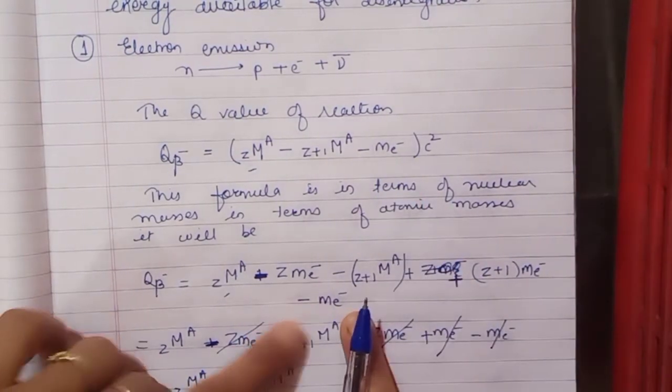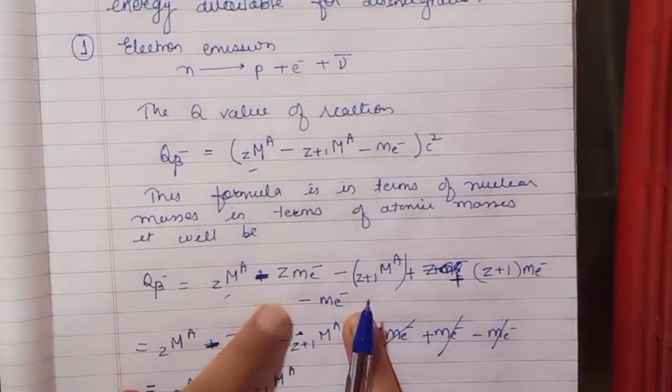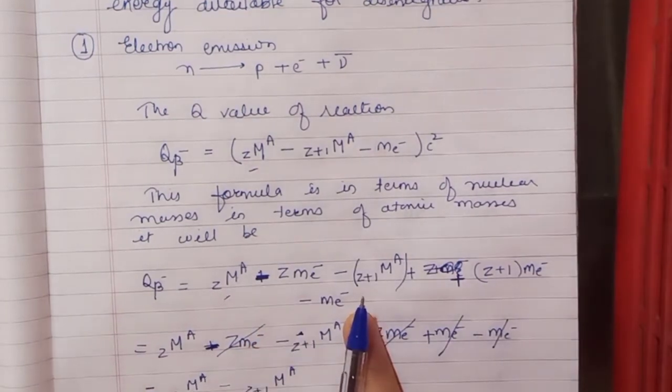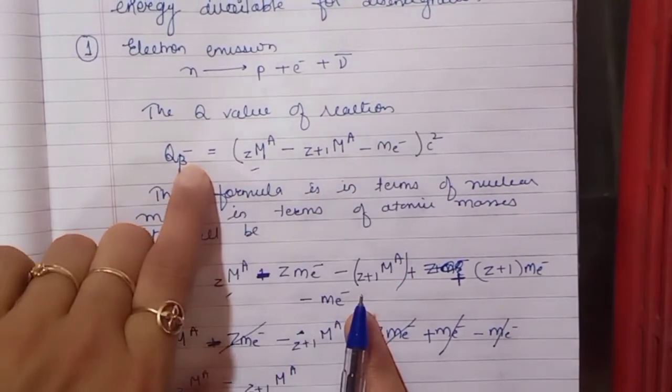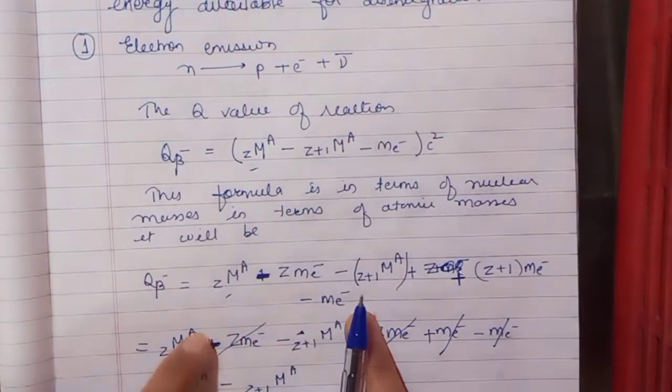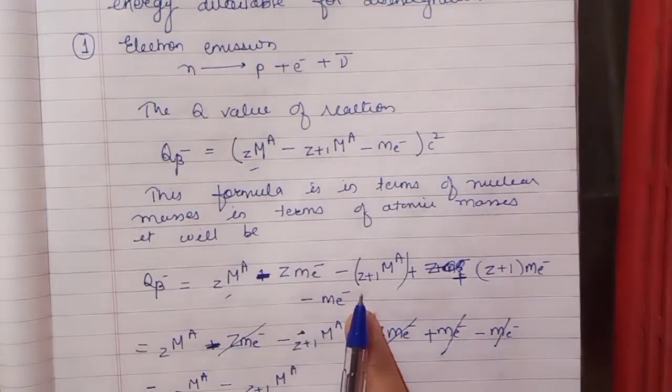Now here for energy, I'm not putting c square, I'm simply writing in terms of mass, because we know that energy and mass are interconvertible. So this is for understanding purpose. If you want Q in terms of energy units, if you want Q in terms of mass units, that is perfectly fine.